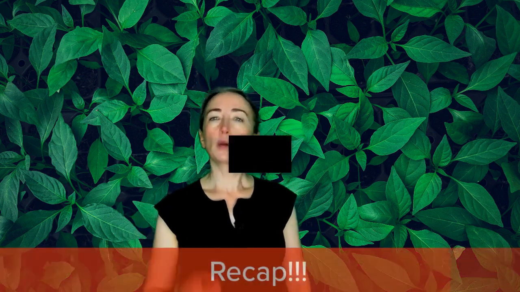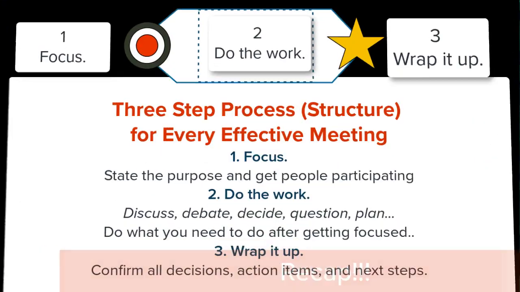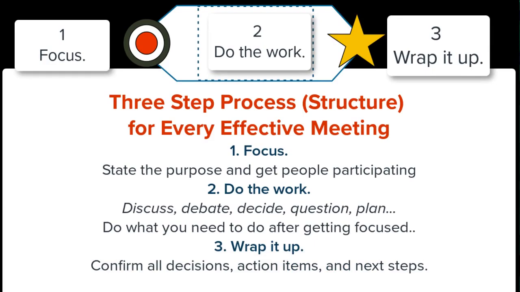Okay, quick recap. There's a 3-step process underlying every decent meeting. Step 1, get focused. Step 2, do the work. And step 3, wrap it up. This structure makes sure everyone is thinking together about the topic of your meeting. You're all engaged with the same part of the conversation at the same time. Now, in the next lecture, I'll show you 2 simple ways to put this structure to work.